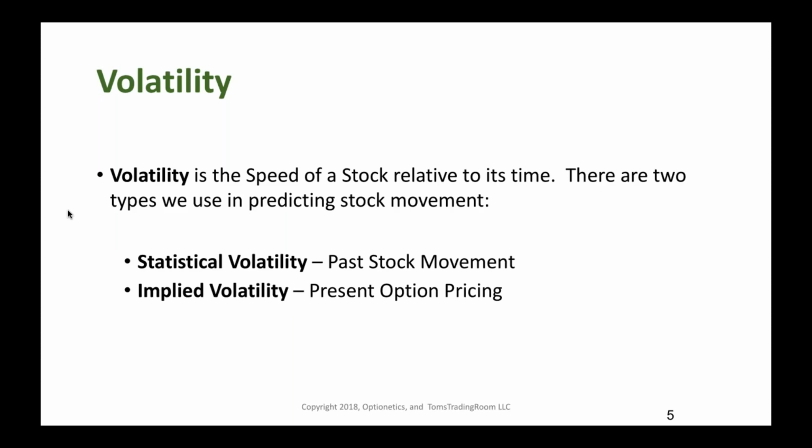Volatility is the speed of stock relative to its time. Right? There are two types of volatility that we use in predicting stock movement. And when I say predicting stock movement, I'm not talking about predicting whether the stock's going up or down, but what is the predictability of the range of that movement? There is statistical volatility, which is based on what the stock has done in the past. And then there's something called implied volatility. Implied volatility is built into the time value of the option you're trading, because that gives us a clue as to where that stock may fluctuate up or down between now and its expiration day.